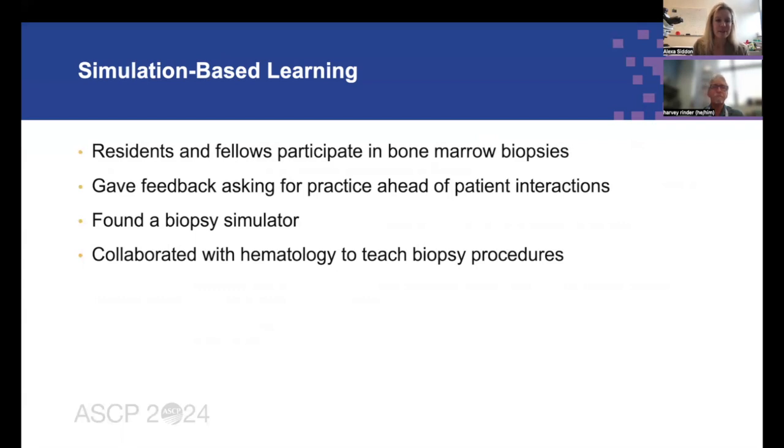Our residents and fellows gave feedback asking for some sort of practice or introduction to this ahead of seeing our patients and having that be the first interaction they have, having that big trocar needle. And so we found online that there was a biopsy simulator that we could purchase. So we did. And it's kind of like a CPR dummy, but for bone marrow biopsies. And we collaborated with our hematology colleagues to teach bone marrow biopsy procedures.